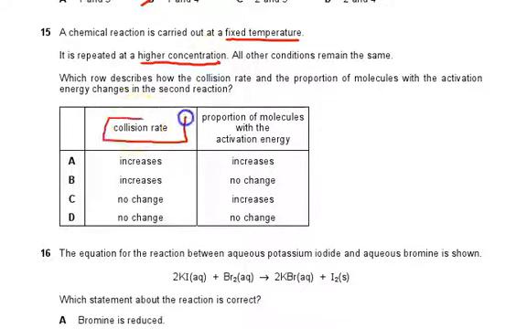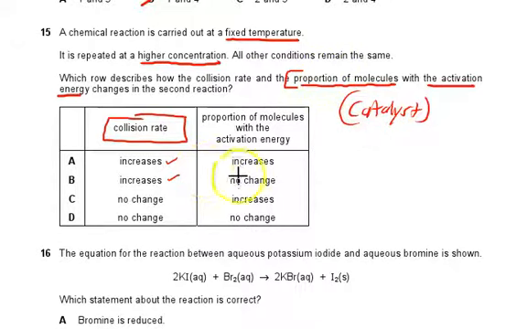So the collision rate obviously will increase because you have additional molecules. And then if you look at the proportion of molecules with the activation energy, there is no difference, because the activation energy for every reaction is still the same unless you have a catalyst attached. Since there is no catalyst, it remains the same. So your answer here will be B.